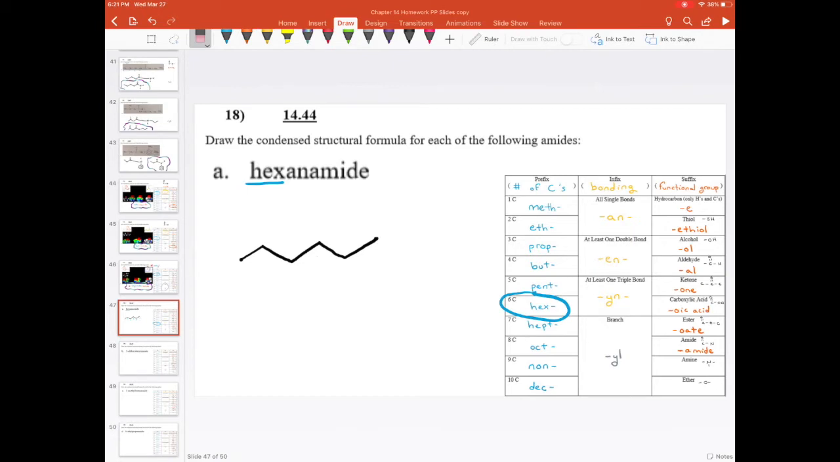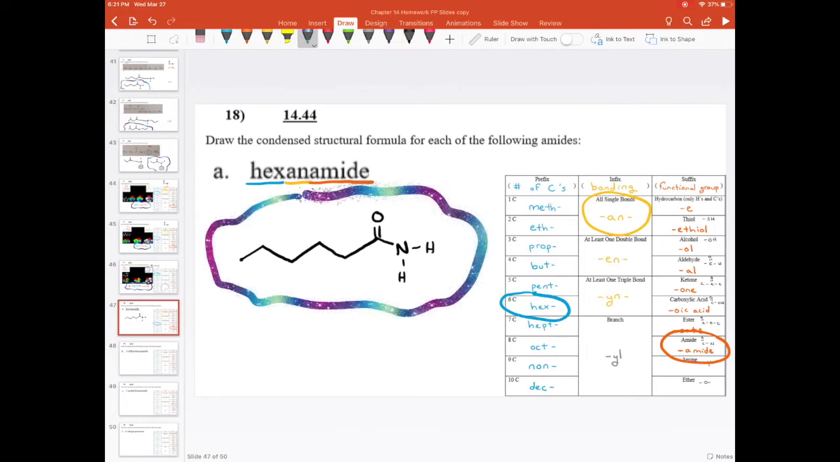Now, inside of that, we have the infix AN. That means that we're going to have all single bonds between those carbons. Good there. And last but not least, the suffix is amide, and that means that we have an amide on the end of this chain. It's a carbon double bonded to oxygen, single bonded to a nitrogen, or to an amine. Nitrogen needs 3 bonds, and so you would just draw in those other 2 hydrogens, and this is the structure for hexanamide.